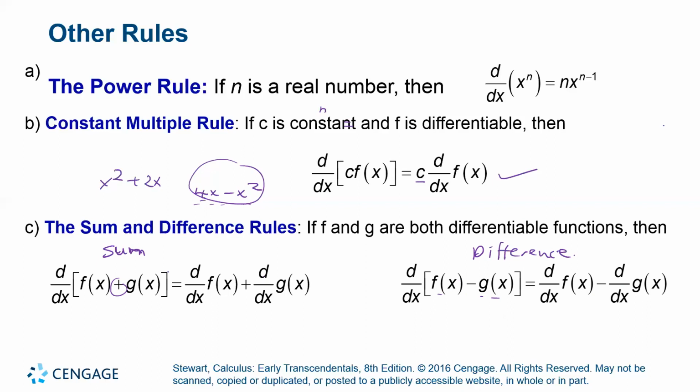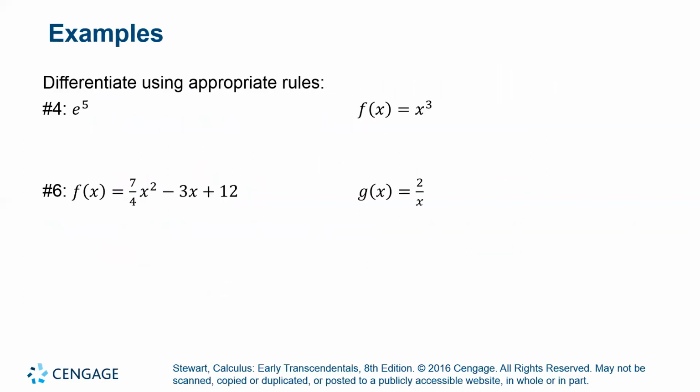Now these are, so that's the sum, and that's the difference, okay? All right, now we want to apply this to certain functions here. So we want to differentiate the following using the previous rules, the 4 rules that we just talked about. Now notice that e to the 5 is a constant, okay? This is constant.